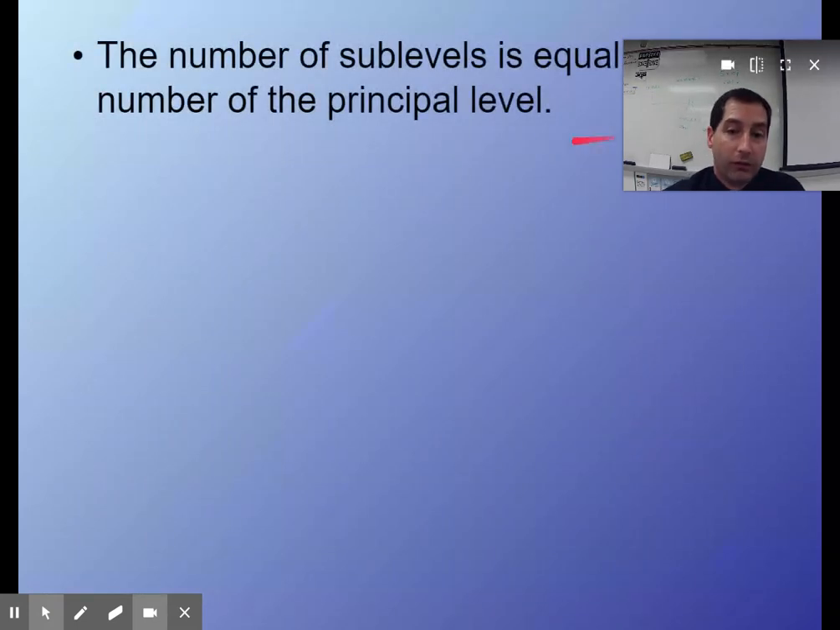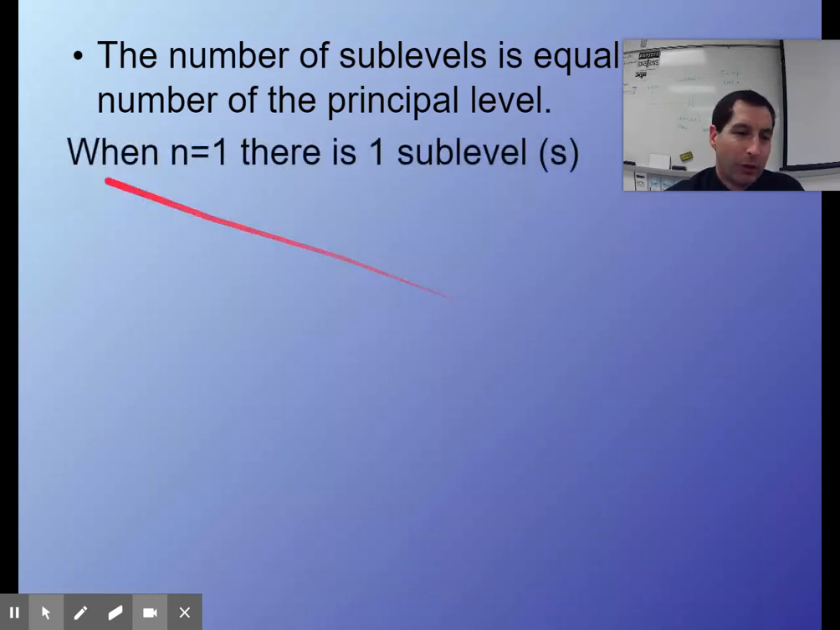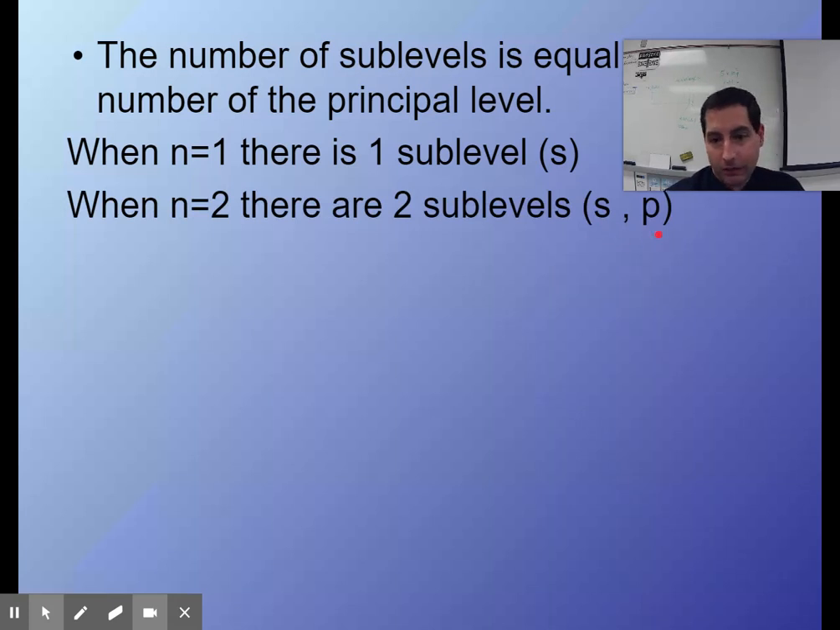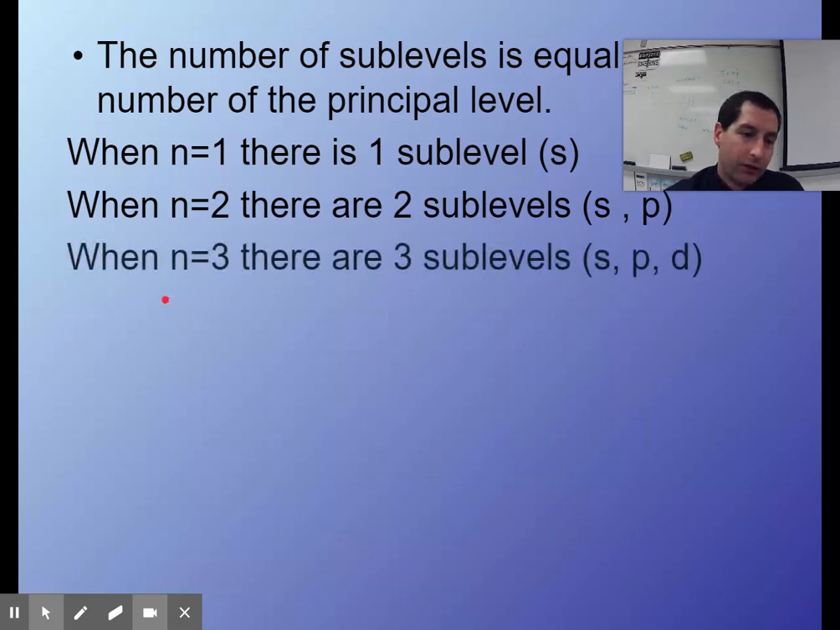All right, so the number of sublevels is equal to the principal energy level. Now that sounds weird, so just look at the pattern here. When the energy level is level 1, there's 1 sublevel. There's 1 shape, the S shape. But when you get to energy level 2, there's actually two shapes. There's the sphere and the little dumbbell. When you get to energy level 3, there's three shapes. There's the sphere and the dumbbell and the clover.